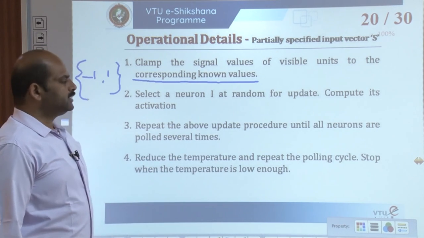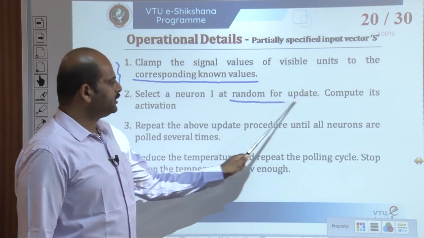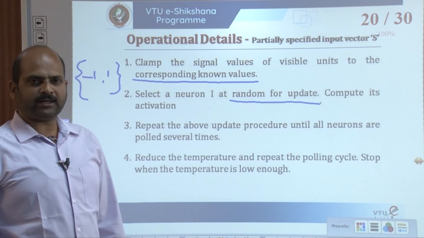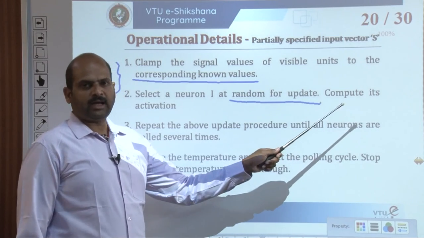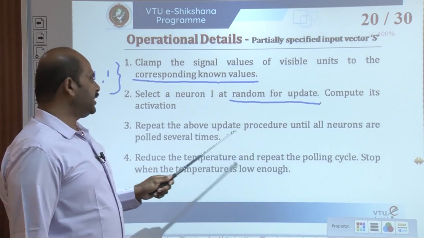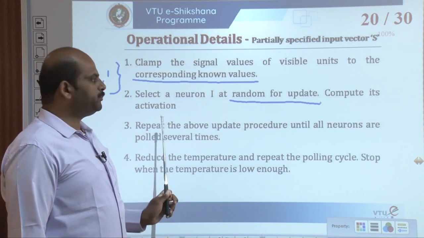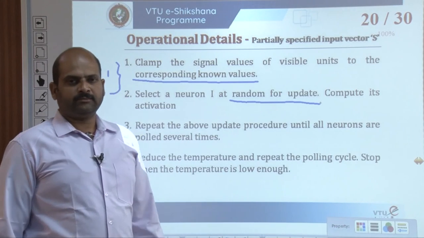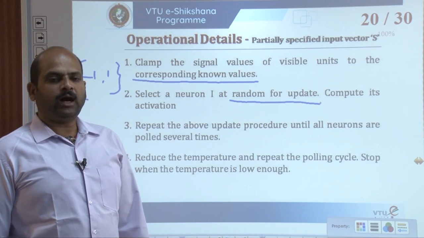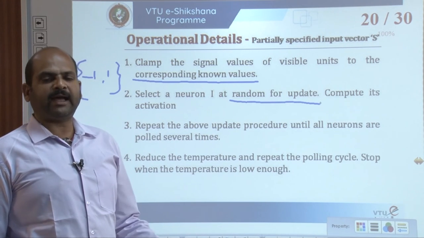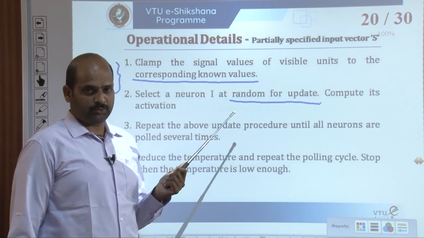Second procedure: select a neuron i at random for the update. We need to compute its activation and use the dynamics update equation to compute the signal state. That is the most important thing in the second procedure. Alternatively, flip the signal value in accordance with the probability defined by the equation we have seen previously.